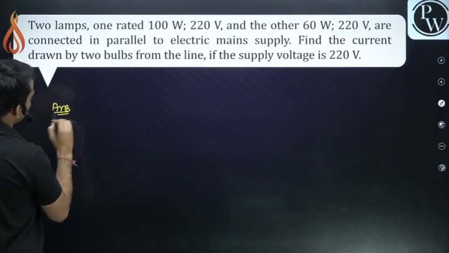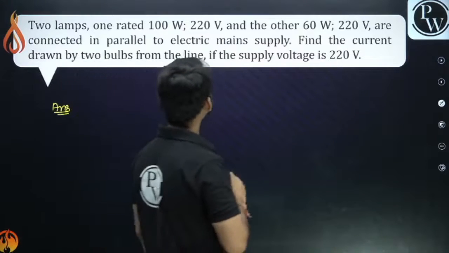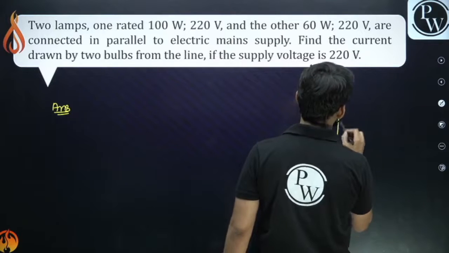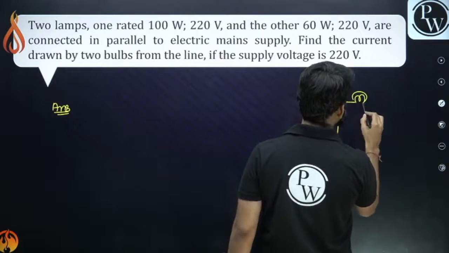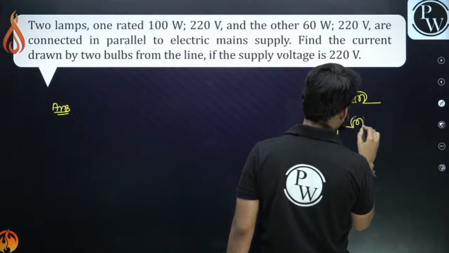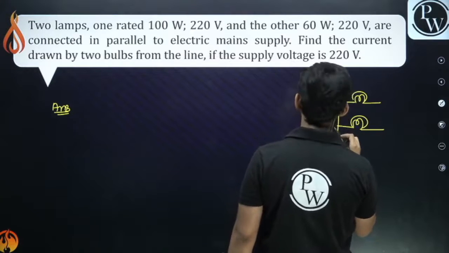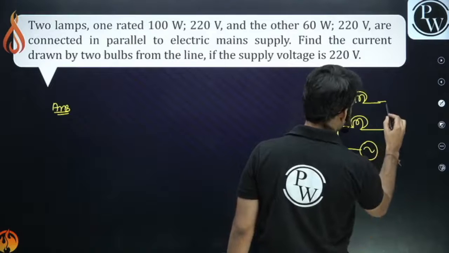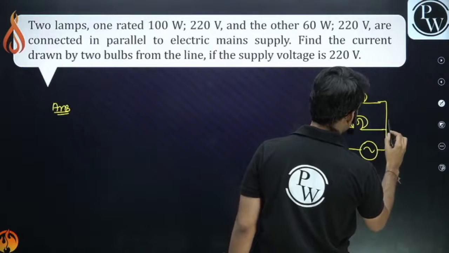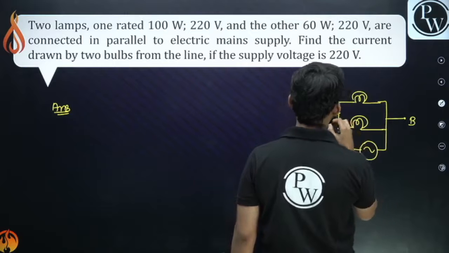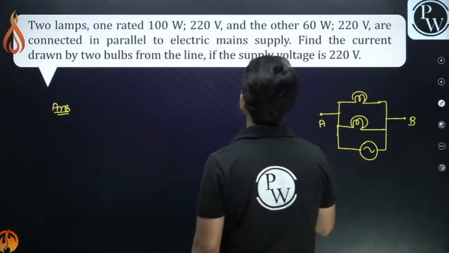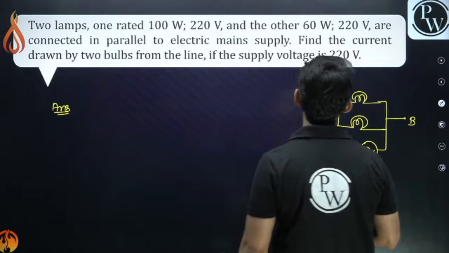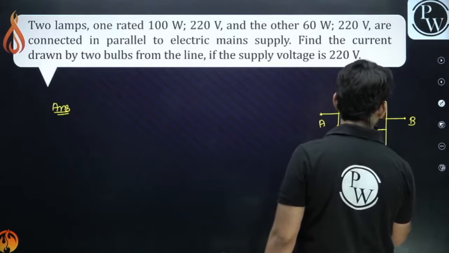Very, very important question, guys. It has been said two bulbs are connected in parallel to electric main supply like this. Two bulbs are connected to main supply like this, right? Find the current drawn by two bulbs if supply voltage is 220 volt.